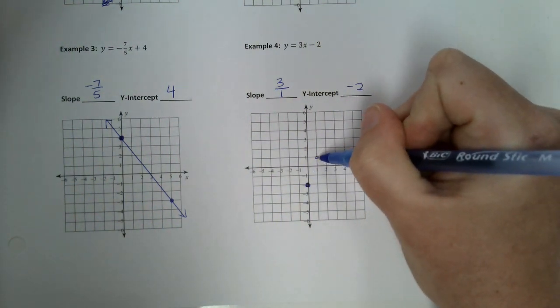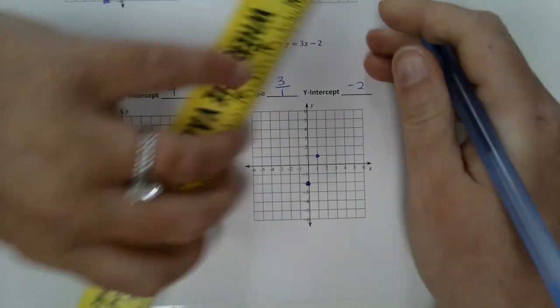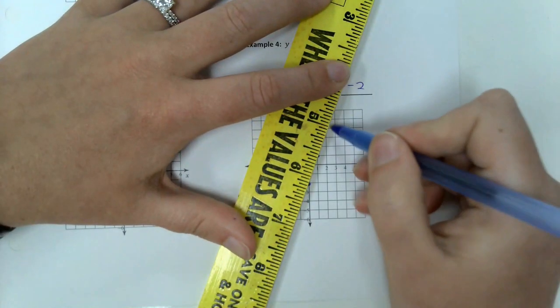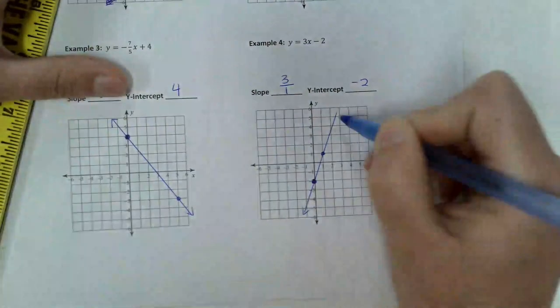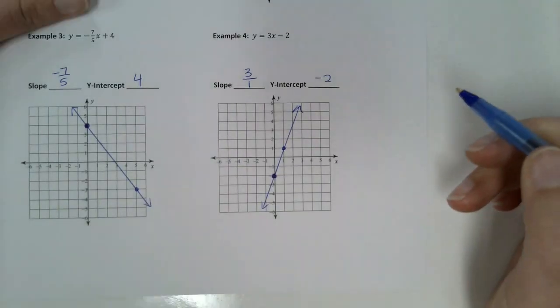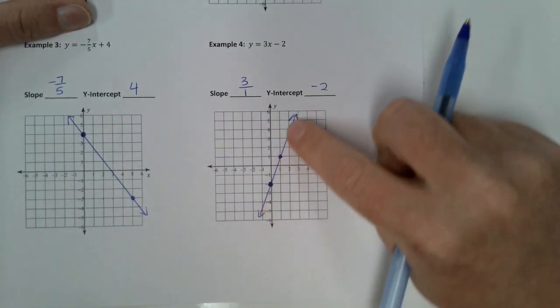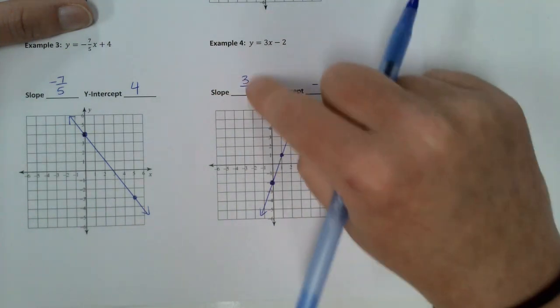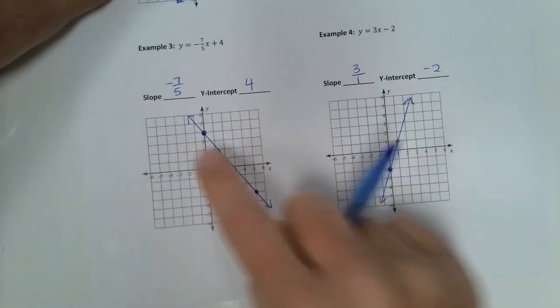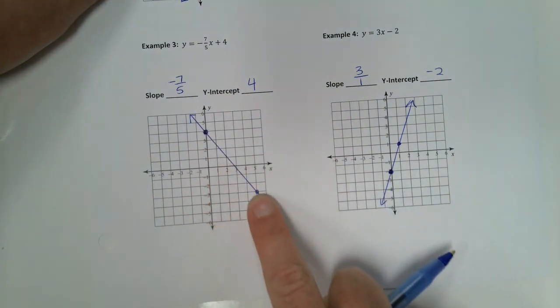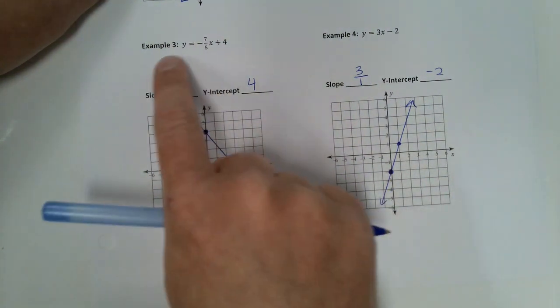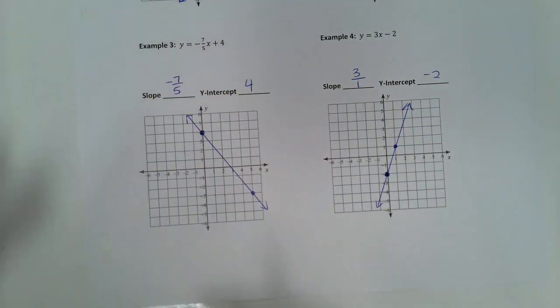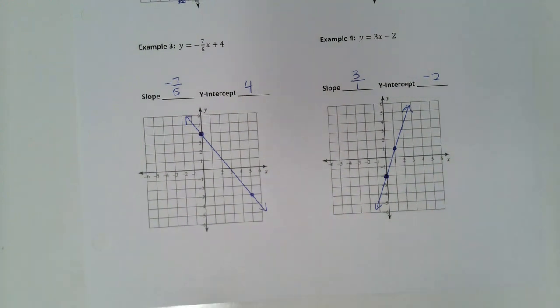Right there. Remember I told you guys, a quick check that I think you should do when you get finished is make sure your line is going up if it's supposed to be going up. This one's going up, right? Was this a positive slope? It's supposed to be going up. This one's going down, right? Was it supposed to be going down? Yes. Okay, so that's just a quick check that you can do. Make sure that you've crossed your T's, dotted your I's, whatever that saying is.